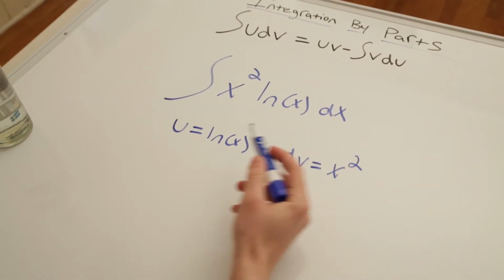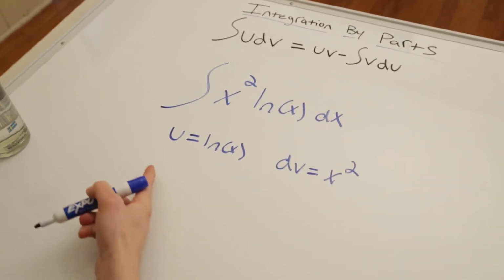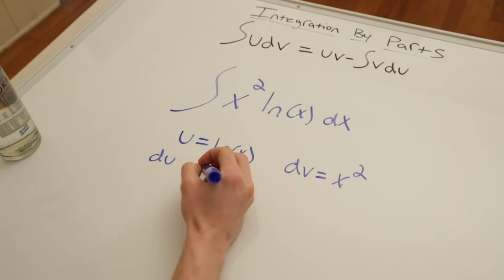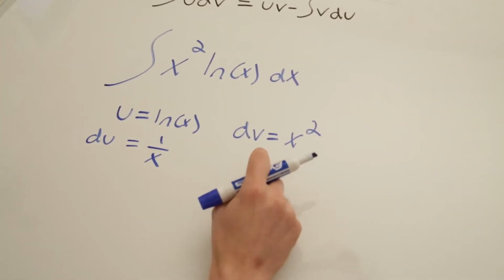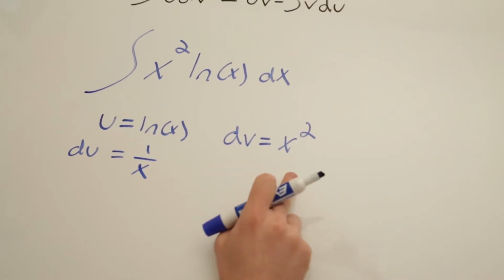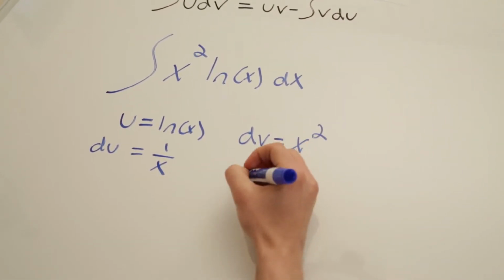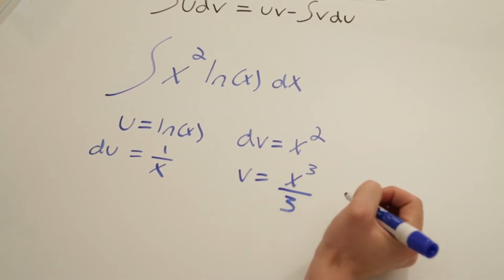So now we take the derivative of our u to get our du for this part of the formula. The derivative of ln x: du equals 1 over x. Well, let's go over here to our dv. We're going to take the integral of our dv to find the v that goes in here. So the integral of x squared is x cubed over 3, just using the power rule.